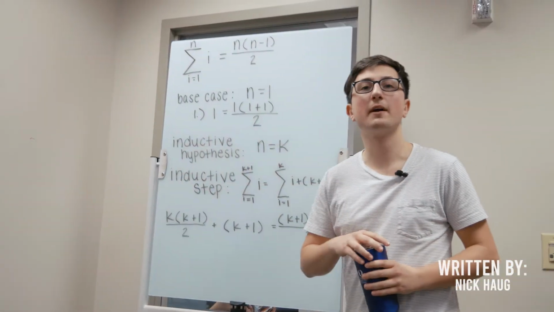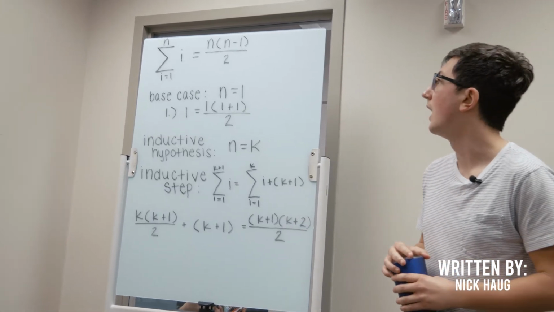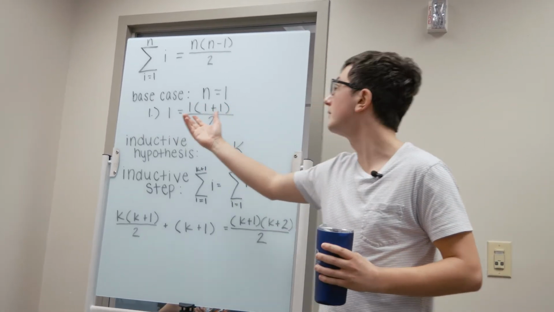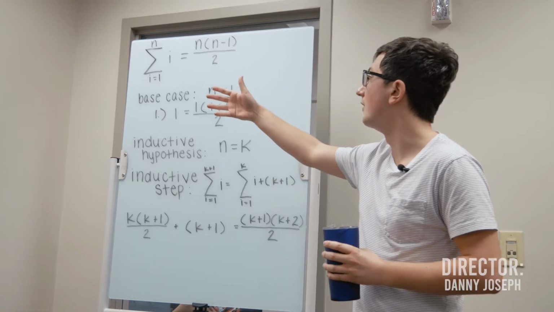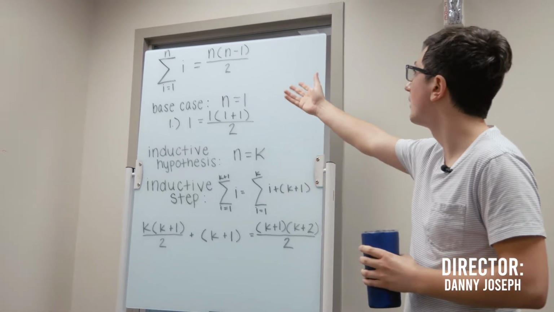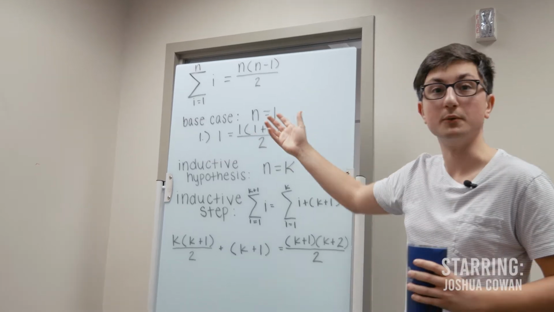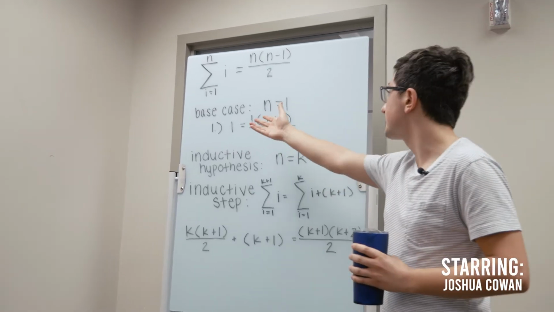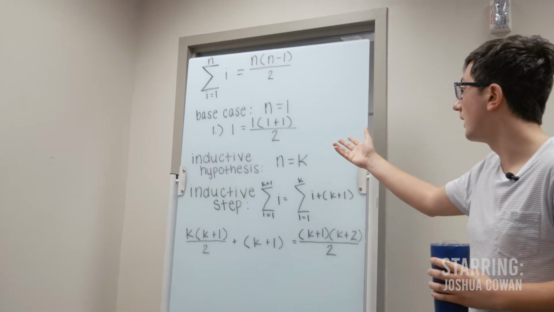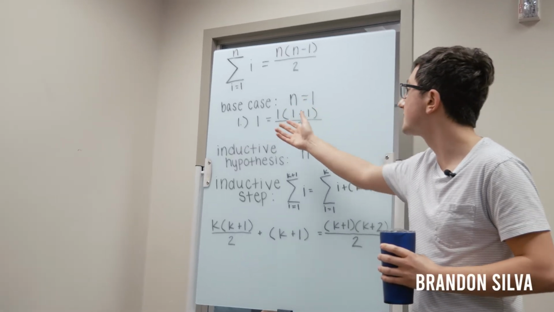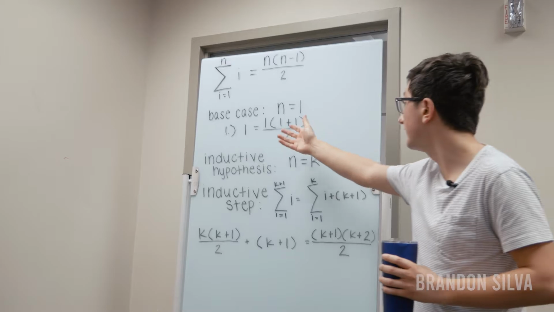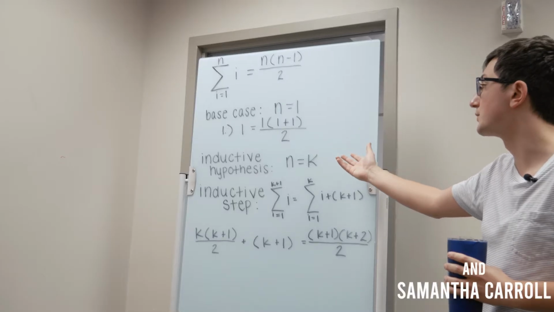Hi class, today we're going to start looking at inductive proofs. Right here we have our normal summation symbol where i is an element of n, and over here our equation n times n minus 1 over 2. Okay? Base case, n equals 1, and here 1 is going to equal the equation we have. So 1 equals 1 times 1 plus 1 over 2.